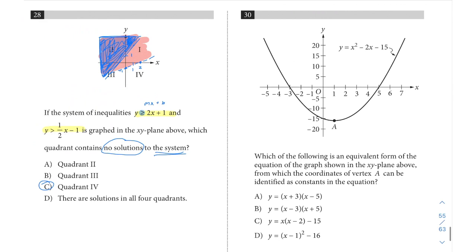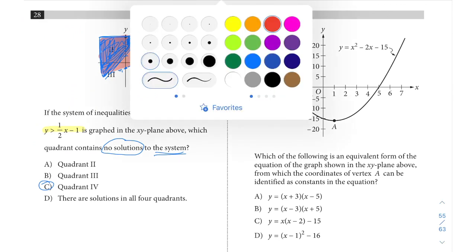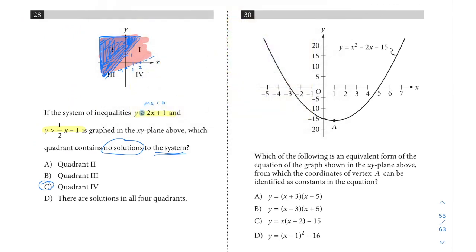Now let's take a look at 30. And this question has a graph. They tell us the equation for this function, y equals x squared minus 2x minus 15. And so here we see that it's a parabola, a quadratic function, and they say which of the following is an equivalent form of the equation of the graph shown in the xy plane above, from which the coordinates of vertex A can be identified as constants in the equation.